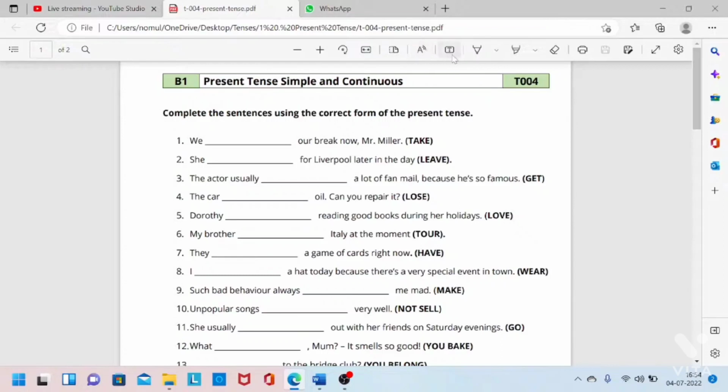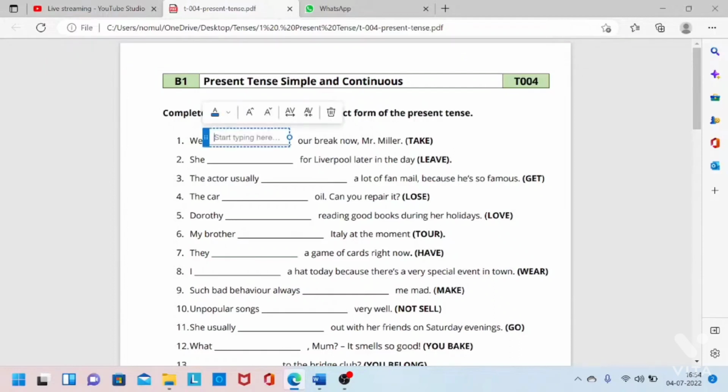One second, let me take my cursor so that I can also write along with you. So let us start. What is the answer now? Here the take is already there. For the continuous formation we know that it is taking. Now we have to use a proper auxiliary verb. Here it's like we are taking our break now, Mr. Miller. Is this a correct one? Yes, of course, that is correct.